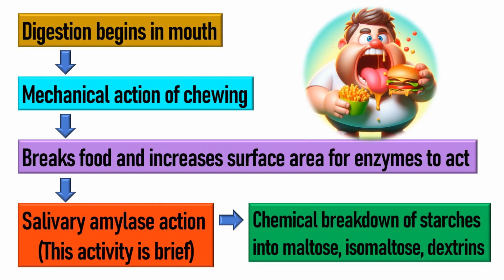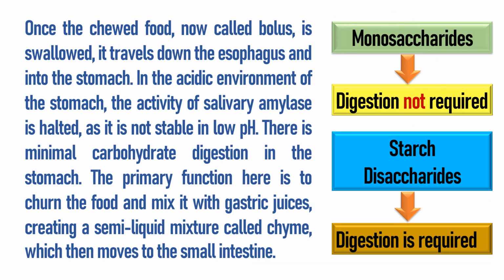The digestion of carbohydrates begins in the mouth, where mechanical and chemical processes take place. Chewing breaks down food into smaller pieces, increasing the surface area for enzymes to act upon. Salivary amylase starts the chemical breakdown of starches into maltose, isomaltose, etc. Although this enzymatic activity is brief, as food spends a short time in the mouth, it marks the first step in carbohydrate digestion.